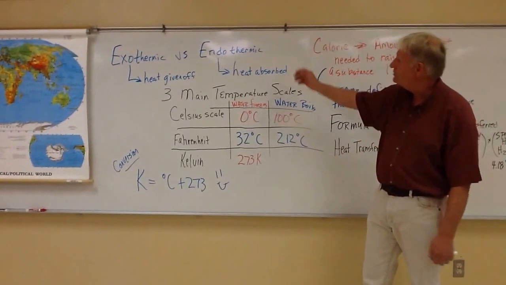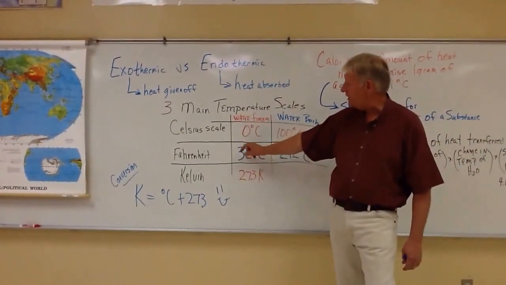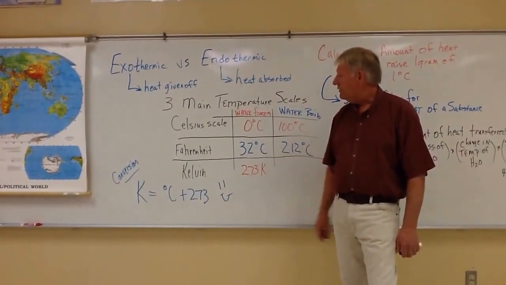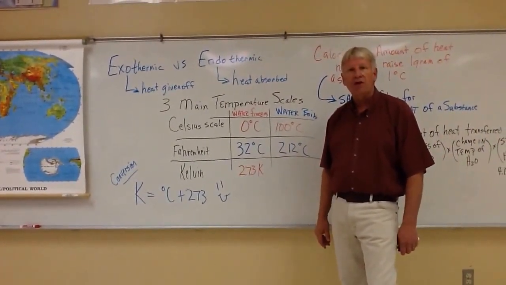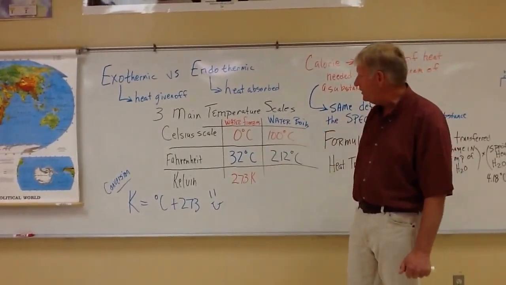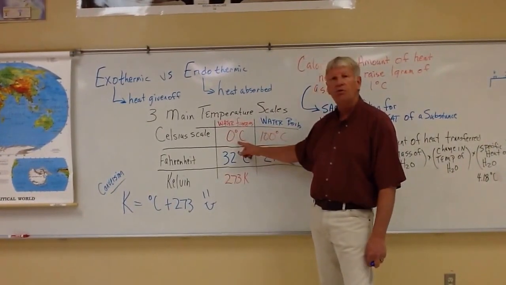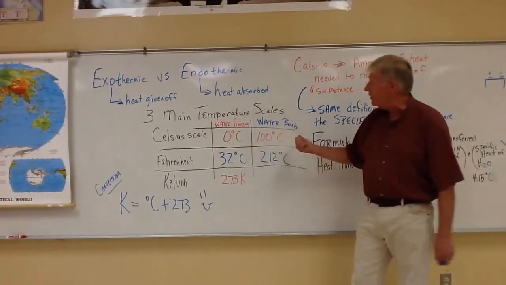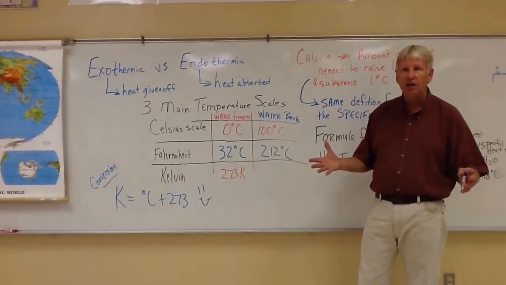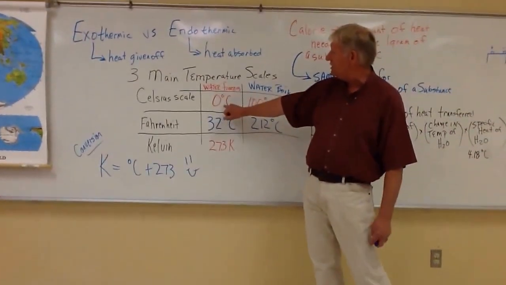Well, as we move into temperature, we have three main temperature scales. We have the Celsius scale, the Fahrenheit scale, and the Kelvin scale. Now, the Celsius scale is the metric unit scale that we use in this class. We also use the Kelvin scale. We'll talk about that here in just a little bit. On the Celsius scale, water freezes at 0 degrees. Water boils at 100 degrees. We love that. Easy calculations. Once again, everything is from 0.